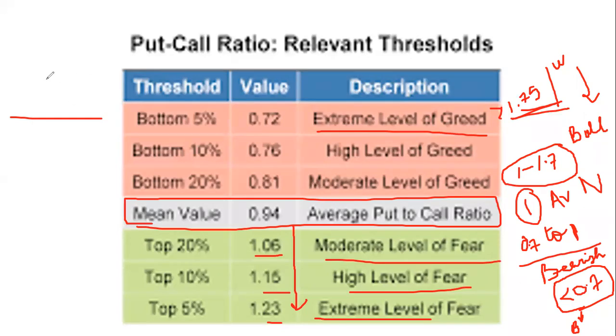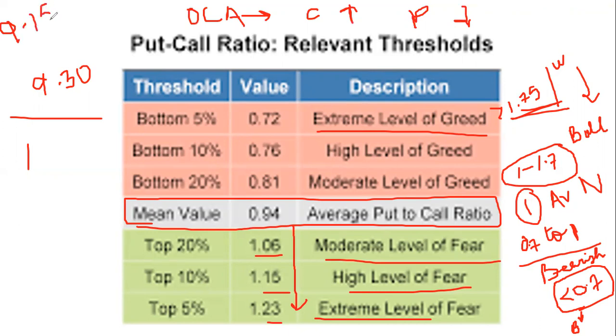So PCR, suppose at 9:30, if PCR was 1, we saw in our option chain analysis that call options are increasing and put options are decreasing. At 9:30, we again see what is happening to the put call ratio. So if the put call ratio, now calls were increasing. So what was our view? That maybe the market might go down.